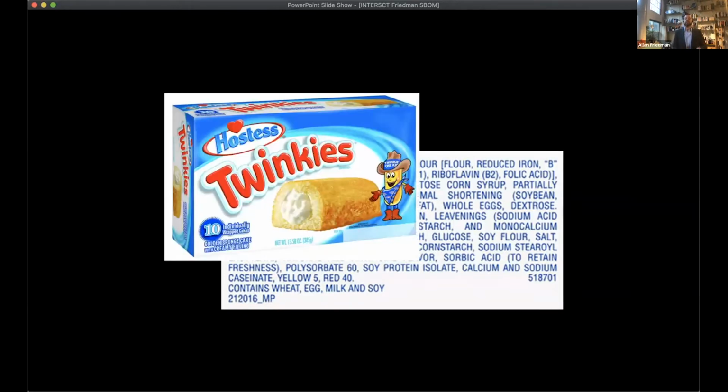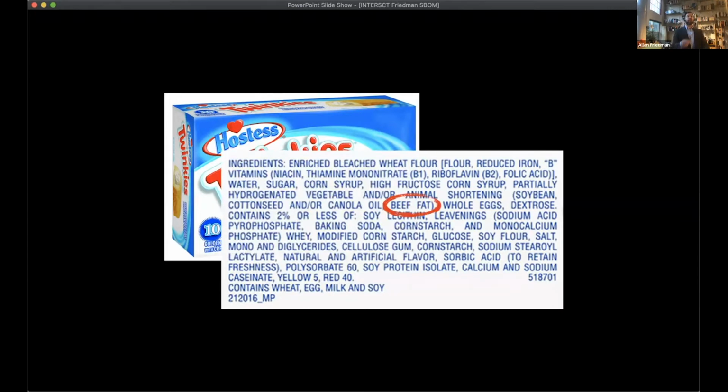Now, this is the list of ingredients for Twinkies, and maybe you enjoy this particular non-biodegradable snack, and that's great, but maybe you want to look at the list of ingredients anyway. So turns out Twinkies not vegetarian.